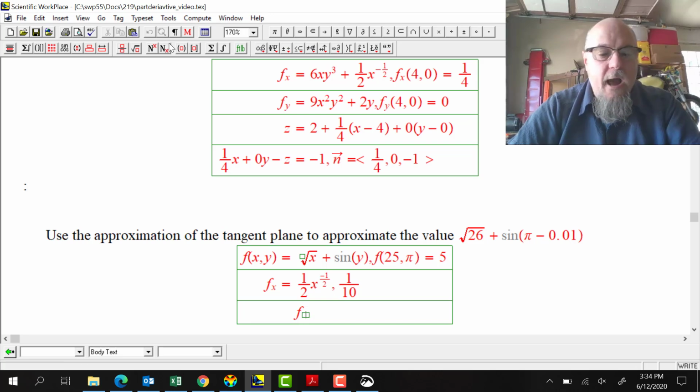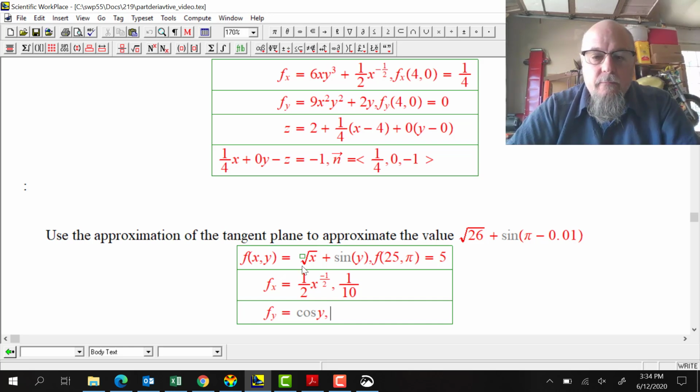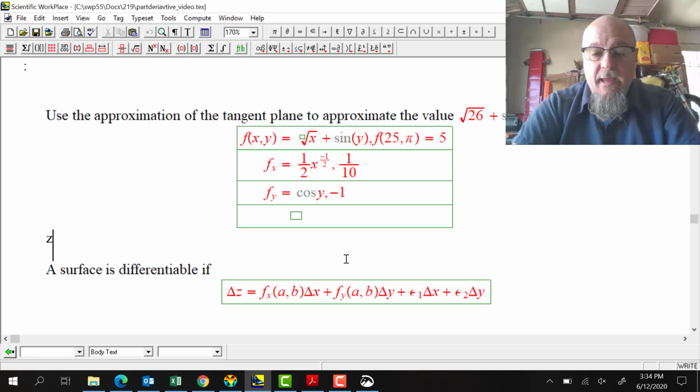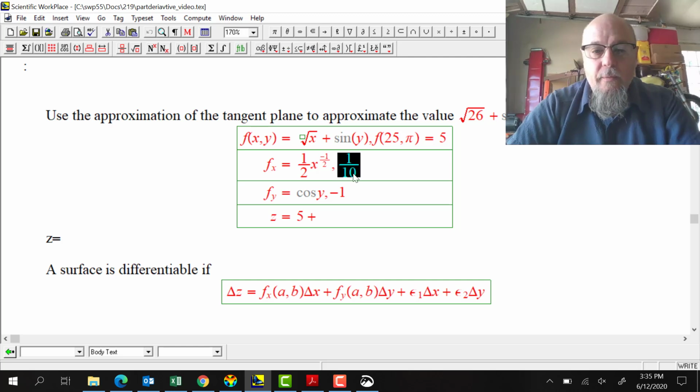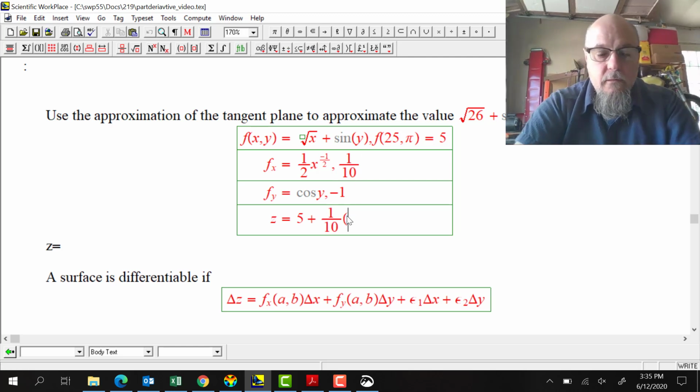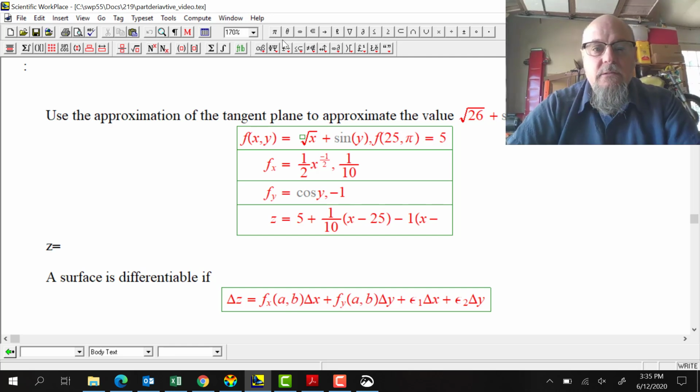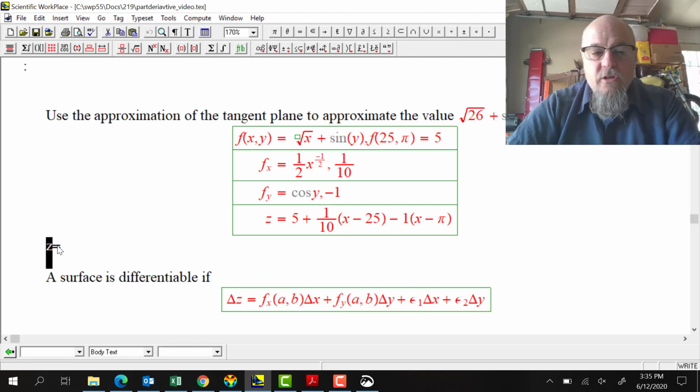I need the derivative with respect to y. So 0 plus the derivative of sine, that's going to be cosine y. And I need that evaluated at the point. Well, cosine of pi is minus 1. So now, equation of the tangent plane, z is equal to z naught, the output value that I know, plus slope in the x direction as a number, times x minus 25, plus slope in the y direction that I know, times y minus pi. So there's the equation of my tangent plane.